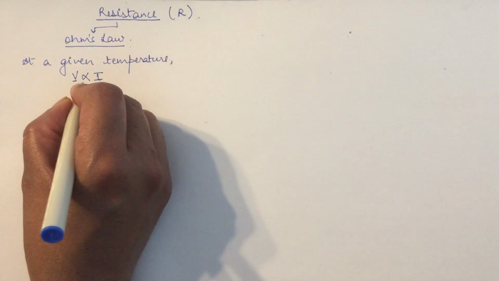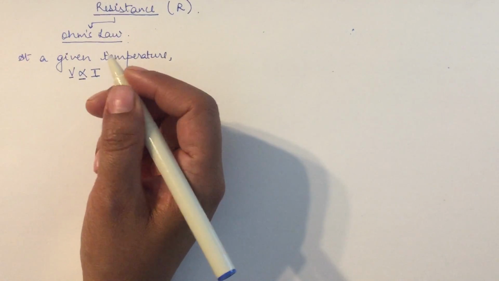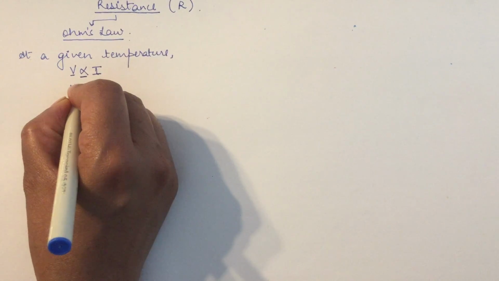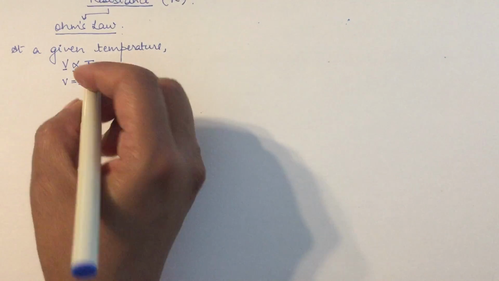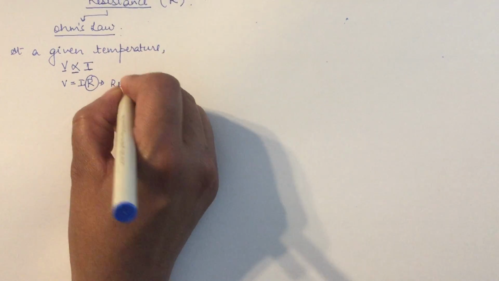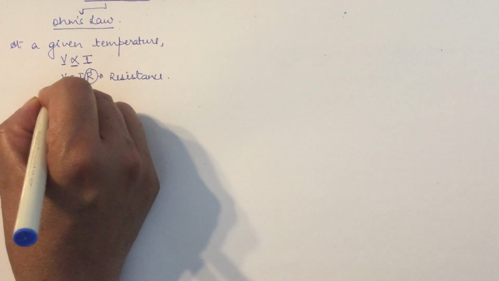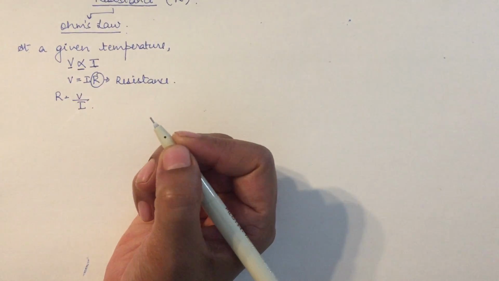Now I've always been telling you that to remove this proportionality, we introduce a constant. So in this case, we have V is equal to IR, where R is the resistance. So from this we get R is equal to V upon I.